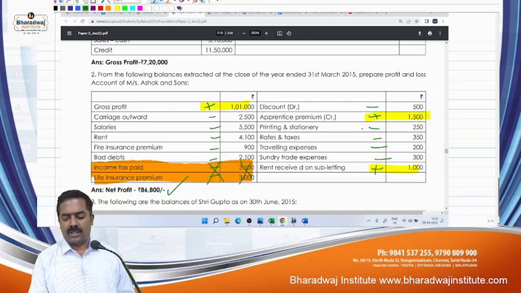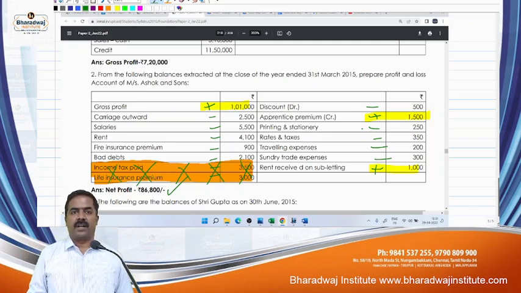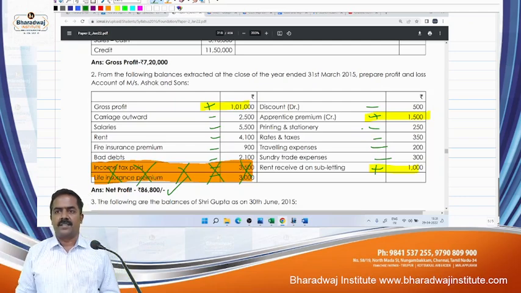Add 1,01,000 plus 1,000 plus 1,500 minus all these things: carriage outward, salary, rent, fire insurance premium, bad debts, discount, printing and stationery rates, travel expenses and sundry trade expenses. Don't consider income tax paid and life insurance premium because that is the personal expense of the proprietor, to be adjusted in drawings. Please note it in your material itself.